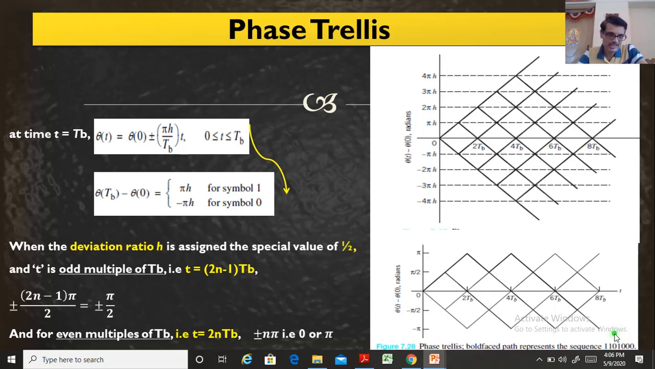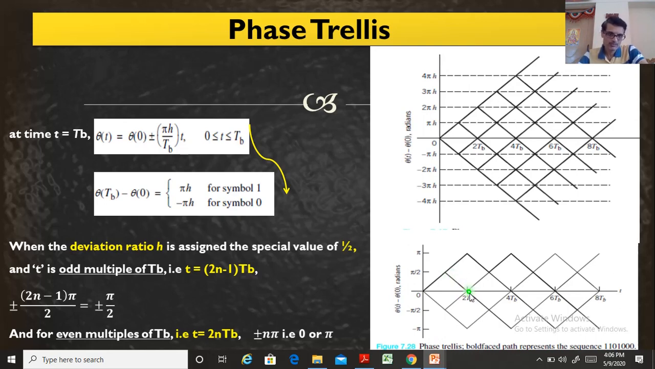So if the data is 1101000, the input in my data stream is 1 1 0 1 0 0 0. This is what I'll get in the phase diagram. This is how I'm going to change. This is at the beginning of the bit interval, this is at the end of the bit interval. Sorry, this is at 2 TB, this is at TB. This is the beginning and the end. If this is the beginning of the bit interval for the second bit, this is the phase at the beginning, and this will be the phase at the end of the bit interval.